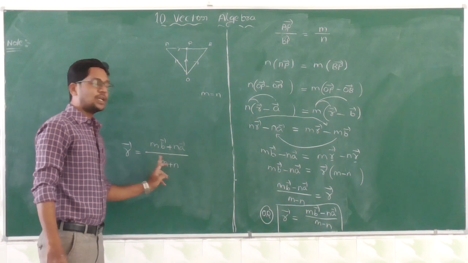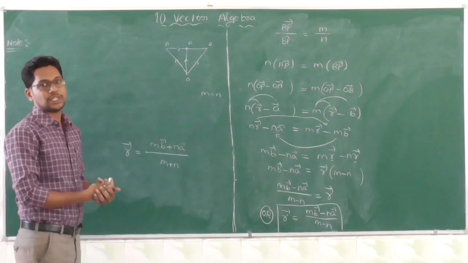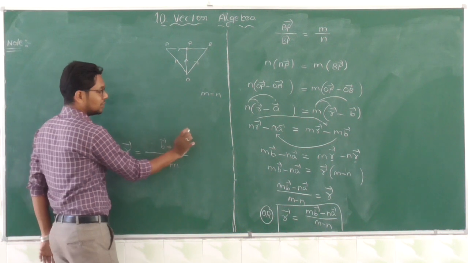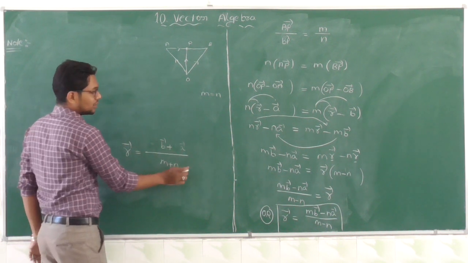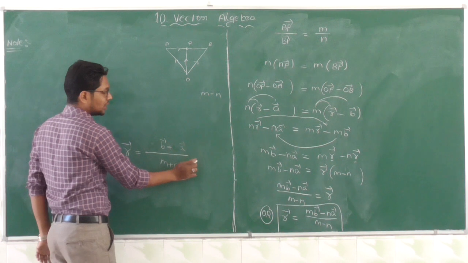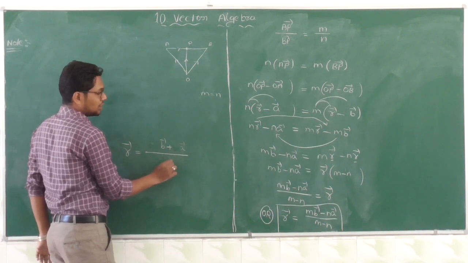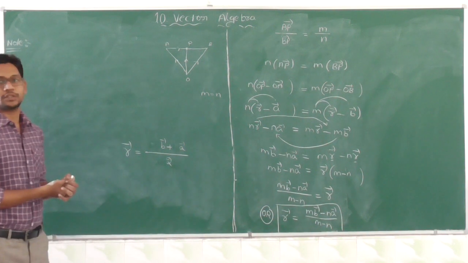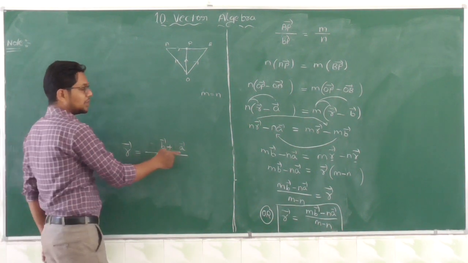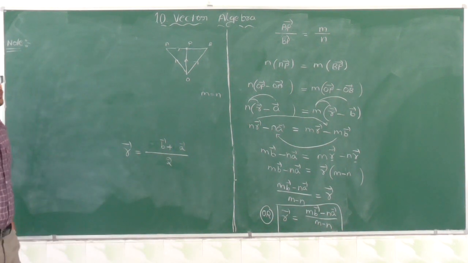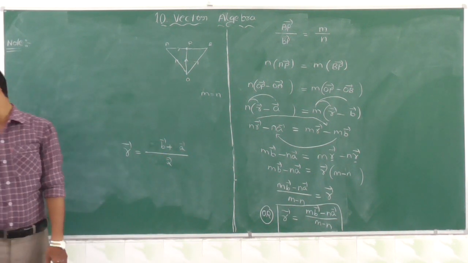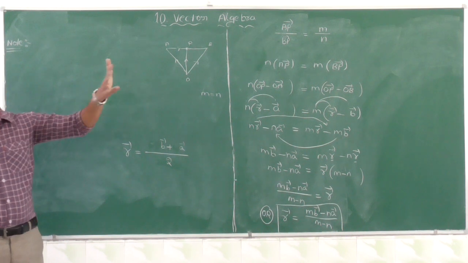Then that midpoint, what will happen? M equals M. Next, m plus n, that m will get 2m by the derivation. We will get b vector plus a vector divided by 2. If p is the midpoint of AB, then m equals n.